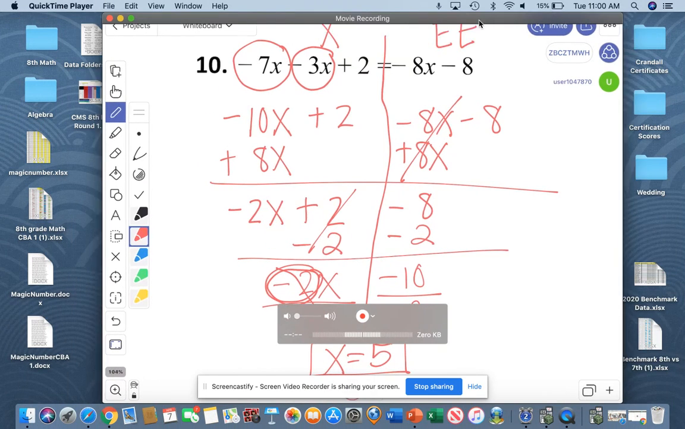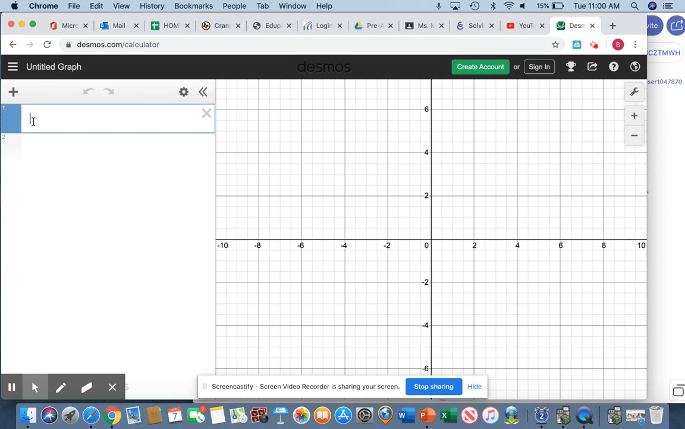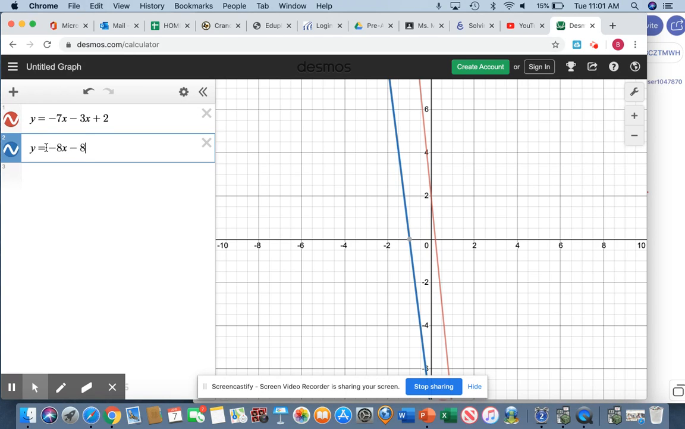So I would go to Desmos, and I would put y equals everything on my left side that I had. So it was negative 7x minus 3x, there's no need to simplify, just plug it in exactly the way you see it, plus 2. That was on the left. Then I click underneath it, y equals everything on the right, negative 8x minus 8.